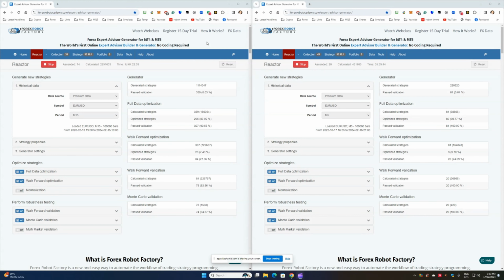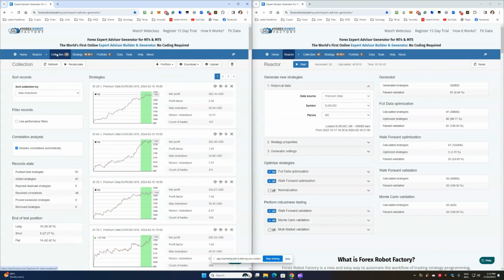So the test has been going now for about 32 hours. I've decided I'm going to stop there, and as you can see, we've got 43 on the M5 chart and 33 on the M15 chart. So that gives us a total of 76 expert advisors to actually test and find the best ones and put onto a demo account.